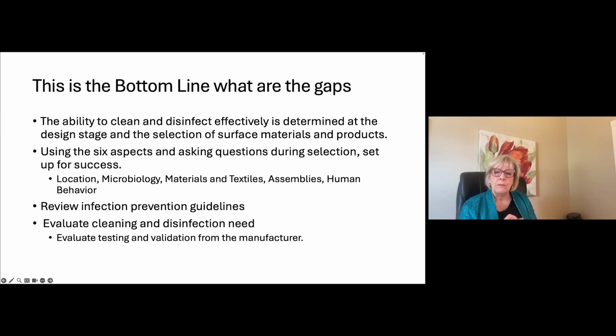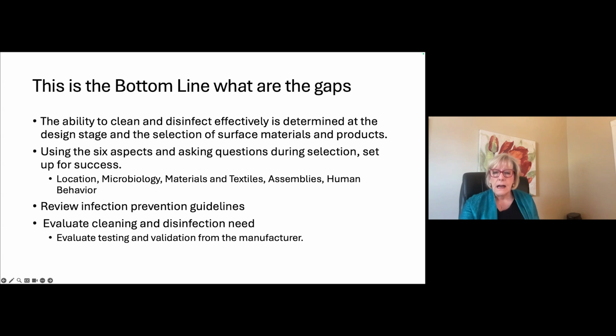We need to start building products and hospitals that can be effectively cleaned and disinfected based on the area that the products are in and based on the type of microbes that we're working with and knowing what kind of disinfectants will be used. There is no silver bullet. There are many different types of disinfectants that are used. There's 7 categories, and there's also no-touch products that are available as well. We need to start looking at cleaning and disinfection as the beginning issue and really start addressing that from now on.